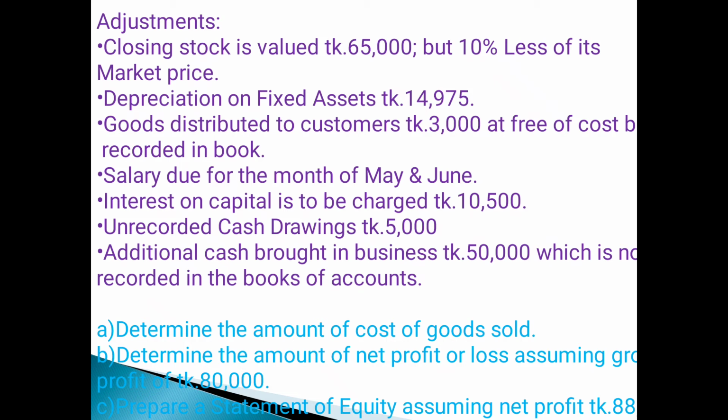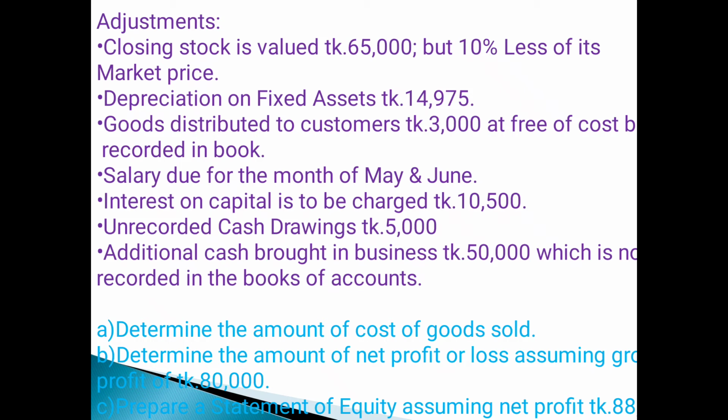Interest on capital is to be charged, taka 10,500. This is to be shown in other expenses of the income statement and also to be added with capital in the owner's equity statement. Unrecorded cash drawings: cash drawings is to be deducted from the total amount of capital in the equity statement and also to be deducted from the cash amount on the asset side under the statement of financial position.